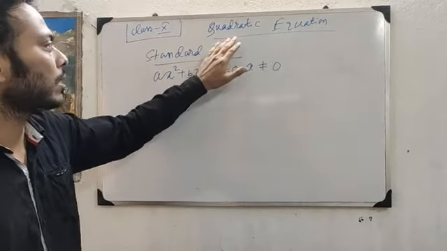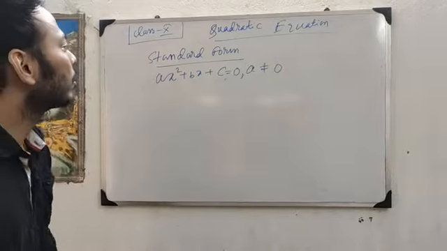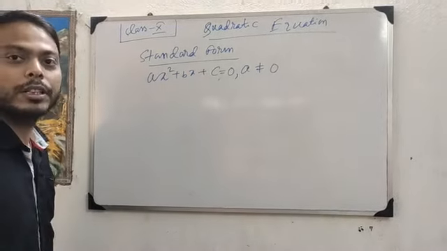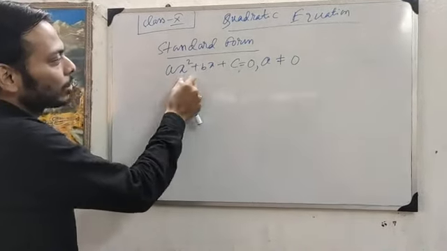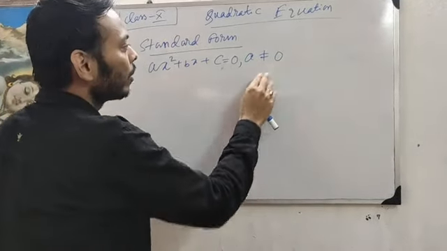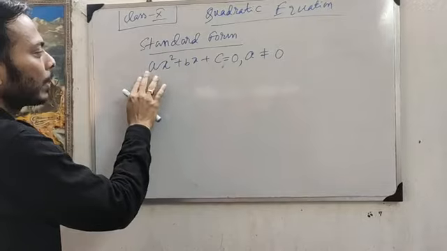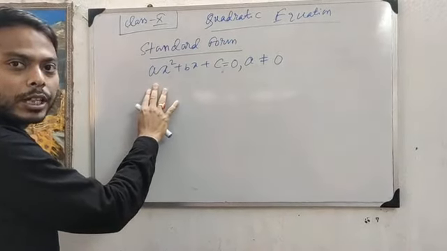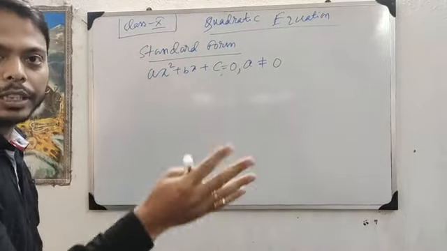Okay, today we will discuss quadratic equations. So, what is the standard form of the quadratic equation? ax² + bx + c = 0 with a not equal to 0. That means the coefficient of x² must be non-zero. Otherwise, it will be reduced to a linear equation.